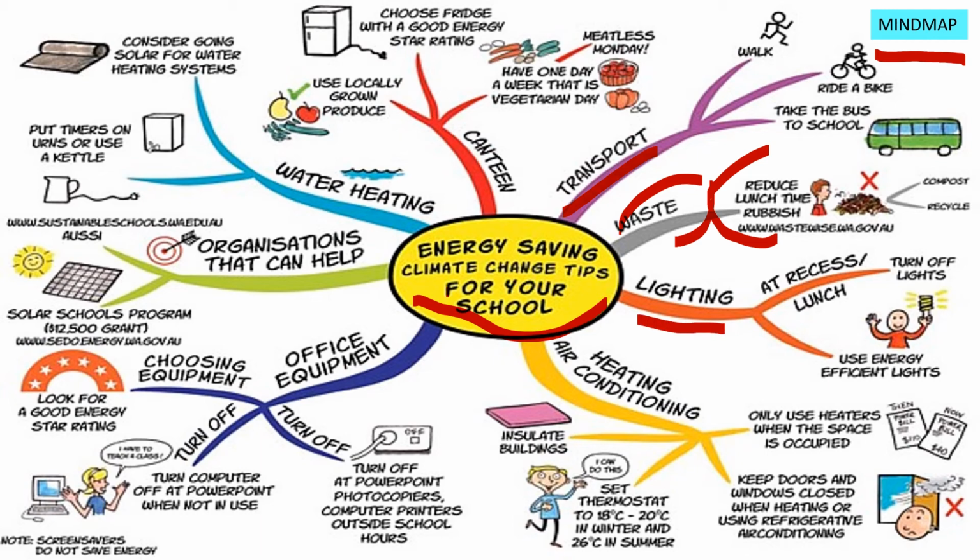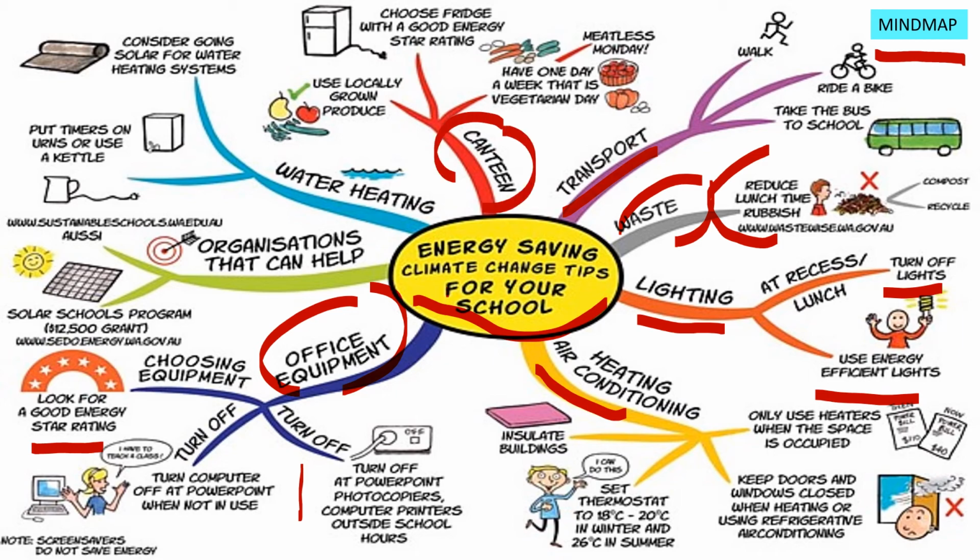Lighting. Whenever you are going for recess or lunch break or your PE, turn off the lights. And most important thing is use energy efficient lights. Heat and air conditioning also the same thing. Whenever you are going out of the class, you have to switch off all the ACs present in the class. Office equipment. Good Energy Star rating of office equipment can be used. Power points and all the photocopiers, computer printers can be switched off when we are not using them.